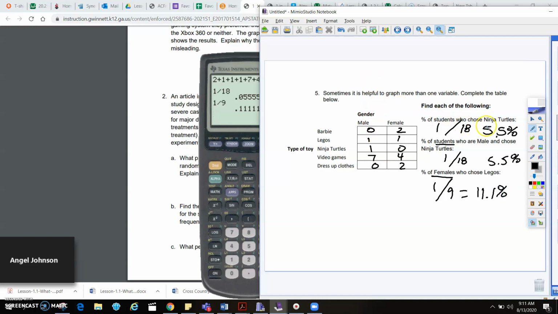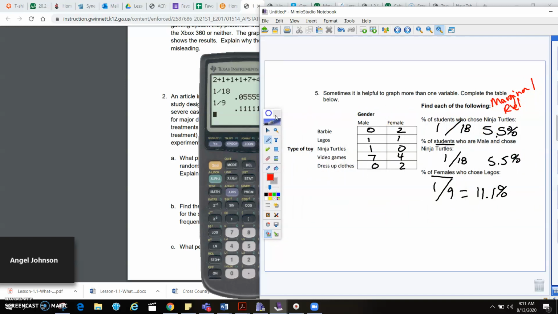So these all have different names, and the different names for this are, this type is a marginal relative frequency. This one right here is called a joint relative frequency. And this last one is a conditional.